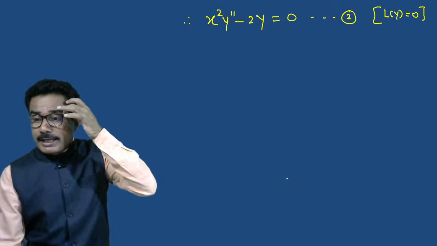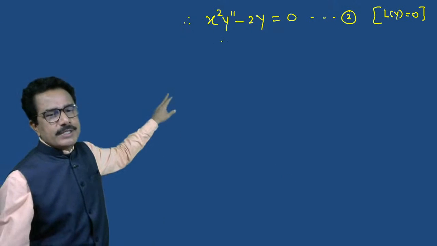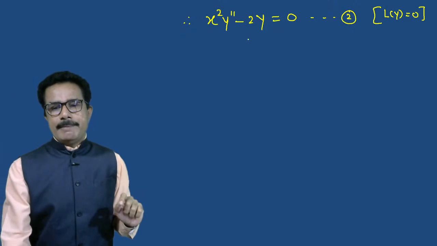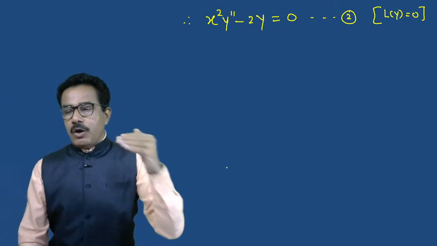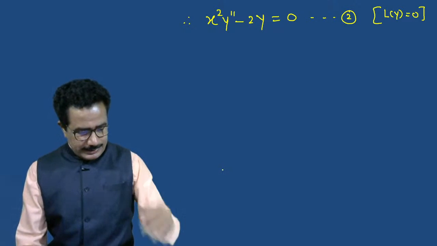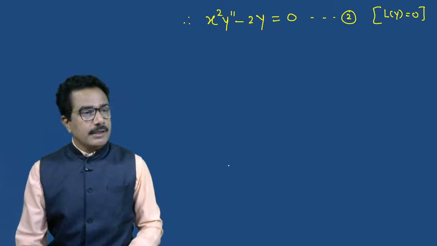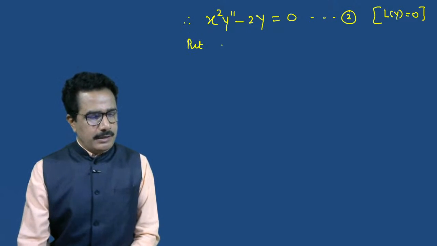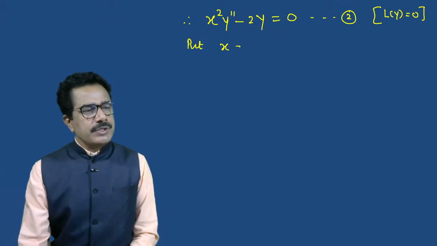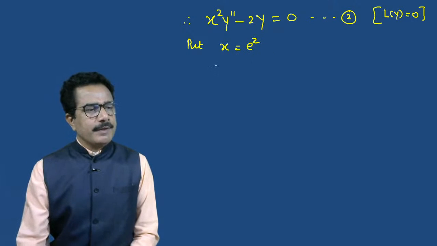Now how to solve the L of y equals 0? We have solved a number of problems based on this method. Now how to solve? Put, see this, put X is equals to e raised to z.